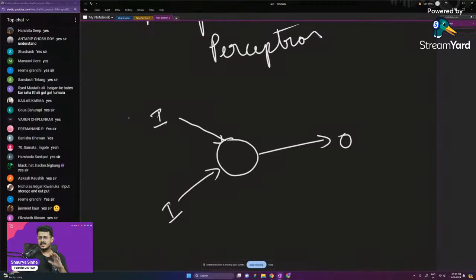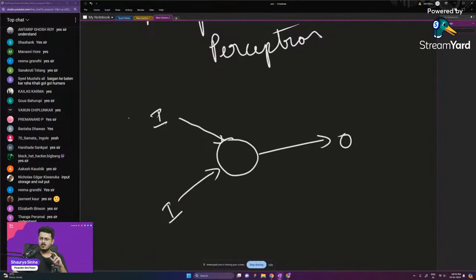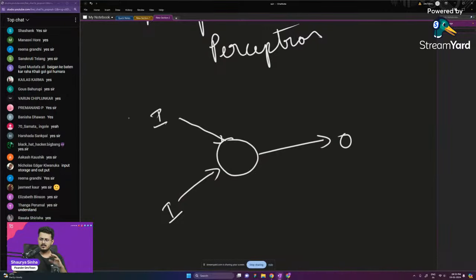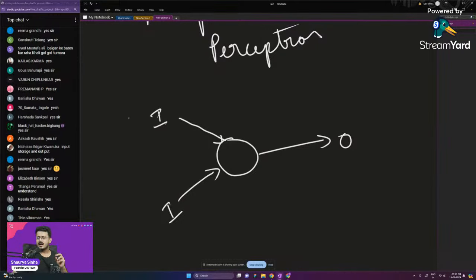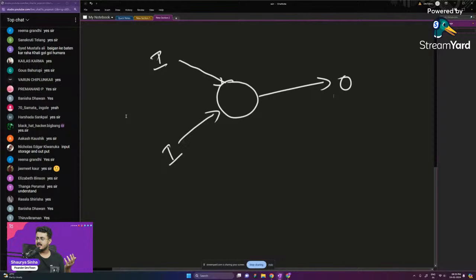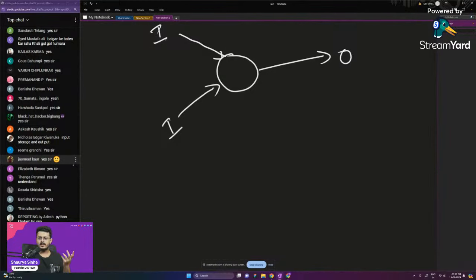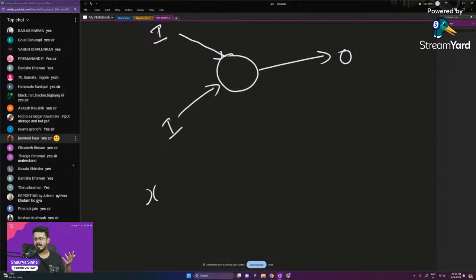So what is the next step, guys? Now that we have a figure of what we need to do, how can we convert this into an actual working model? That is the next step to understand. So what the researcher said was, let's say that we have two inputs, x1 and x2.